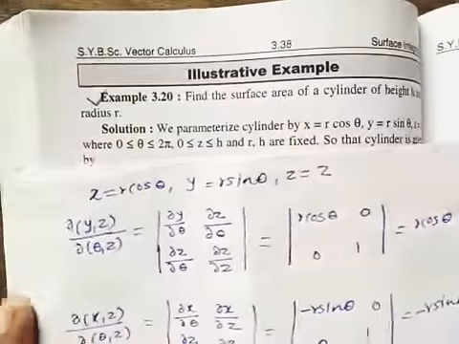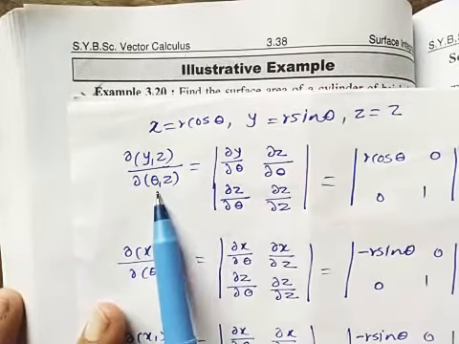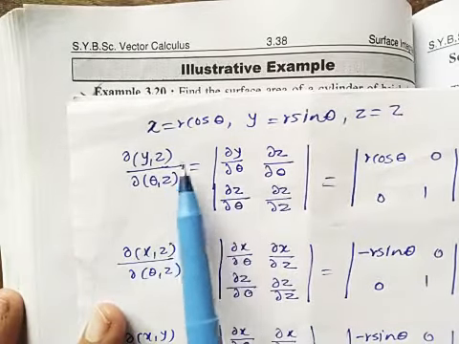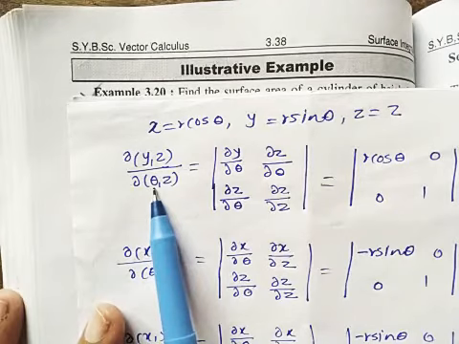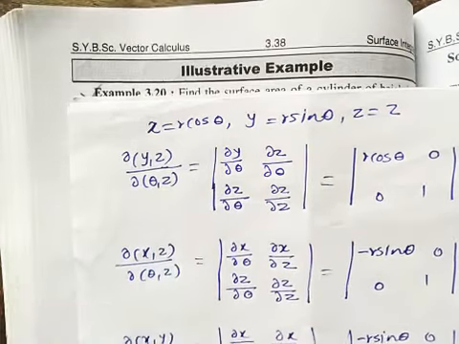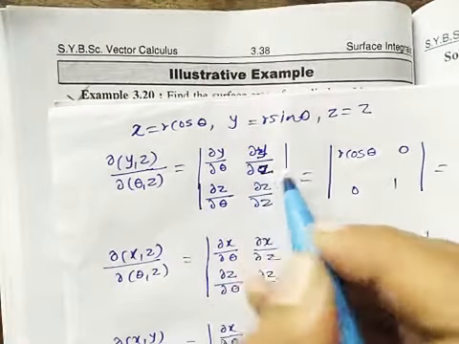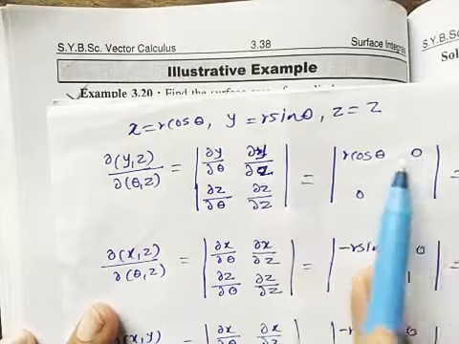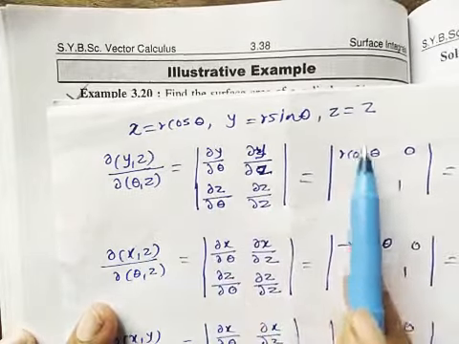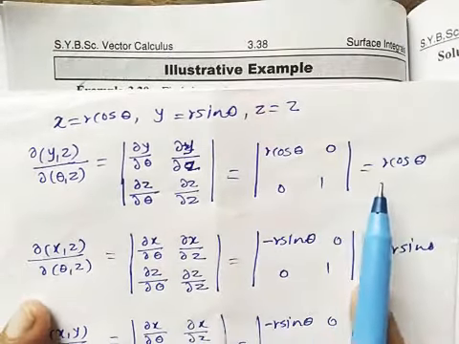So here what is given? x is r cos theta, y is r sin theta, z is z. Now dA by yz upon dA by theta z, by the formula, is the determinant of dA by y by dA by theta, dA by y by dA by z, dA by z by dA by theta, dA by z by dA by z. So dA by y by dA by theta is r cos theta, dA by y by dA by z is 0, dA by z by dA by theta is 0, dA by z by dA by z is 1. So its determinant is r cos theta.